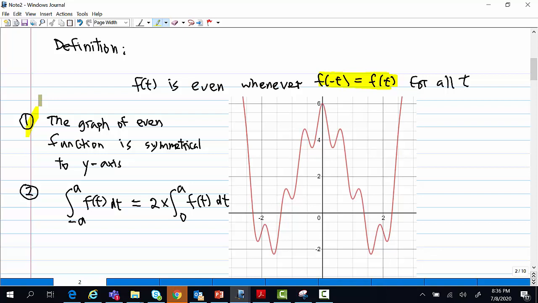And the area from minus a to a, let's say a is 2 here. The area from minus 2 to 2, you find that it's the same as 2 times the area from 0 to a. There is a negative area here, and a positive area here. Because the graph is symmetrical, the area from minus a to a is 2 times the area from 0 to a, which is quite obvious because the graph is symmetrical.